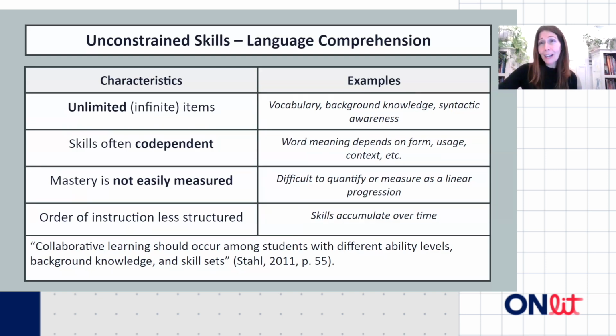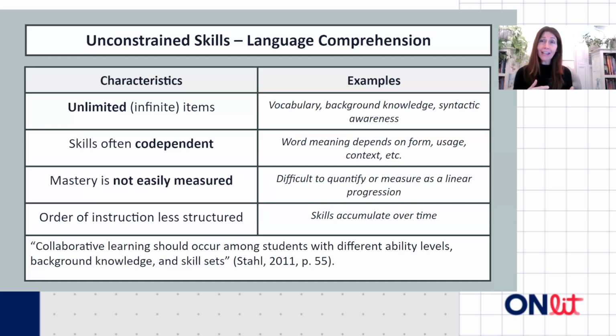We are not going to run out of vocabulary words to teach students. Another thing that's really important to know, and this is essential for cognitive load as well, is that these skills are codependent. Let's think about language comprehension. If I am listening to a passage or reading a passage on my own, and it contains vocabulary words that I'm unfamiliar with, that might, because of the codependent relationship, make it impossible for me to understand what the author is saying. Or I might know the vocabulary word, but I don't have the background knowledge to really understand the meaning of the word in the way that the author has used it. So that codependency really is a common characteristic of unconstrained skills.